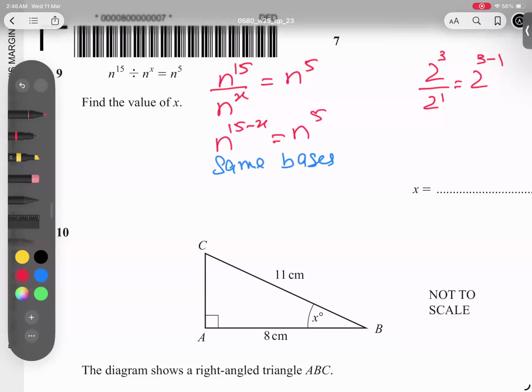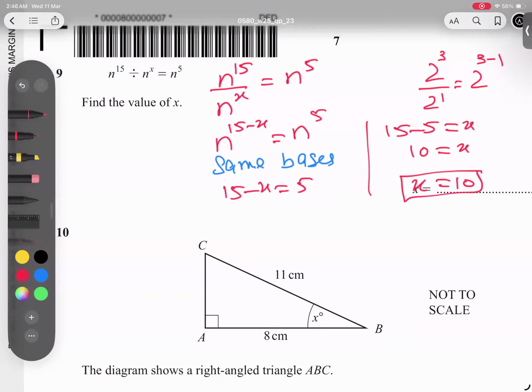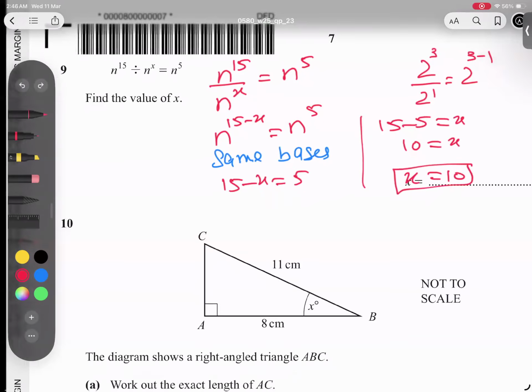So when I write the same base, I can cancel the n. I can say 15 minus x equals 5. x will go this way, 5 comes this way. So I can write now 15 minus 5 equals x. So 10 is equal to x, or x is equal to 10. This is called switching. When you switch, left becomes right, right becomes left, no sign will change.